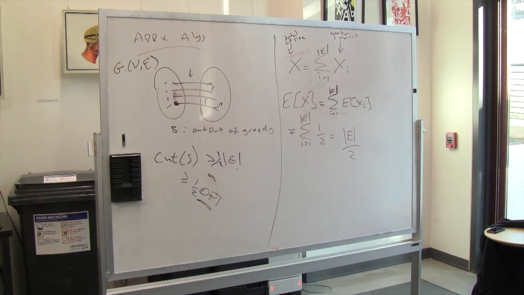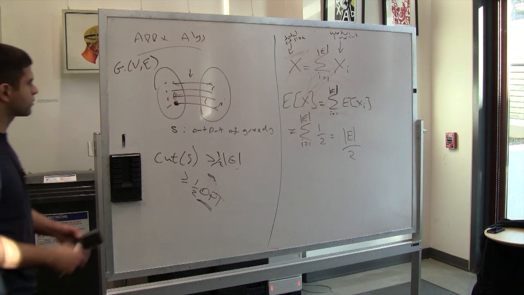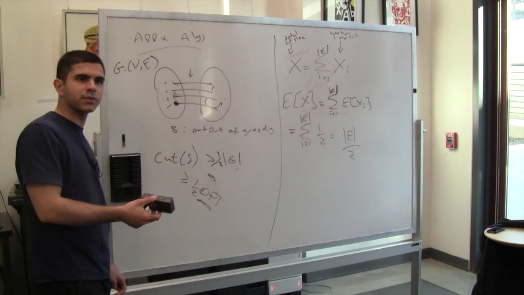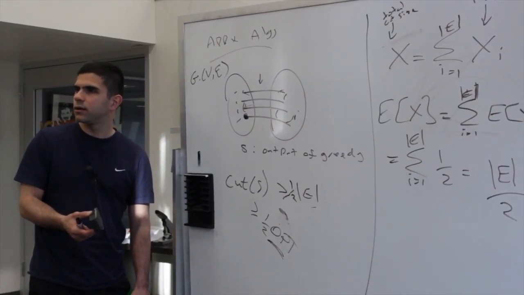So the next algorithm we're going to look at is the traveling salesman problem. Can you guys raise your hands if you've ever seen traveling salesman in any form? Just want to get vague intuition.